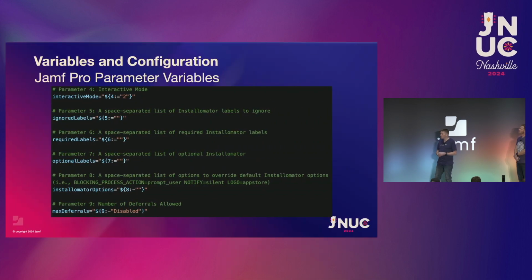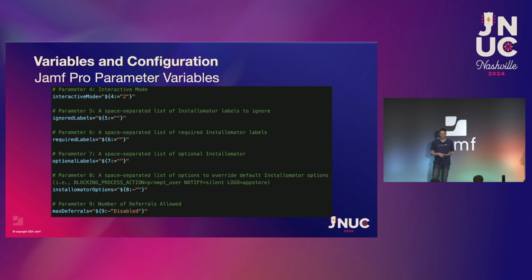So when adding the script to Jamf, there is a set of variables that use Jamf parameters to more easily customize patching scenarios. Parameter 4 is going to be for the interactive mode: 0 is for silent, 1 is for silent discovery and interactive patching, and 2 is for completely interactive.